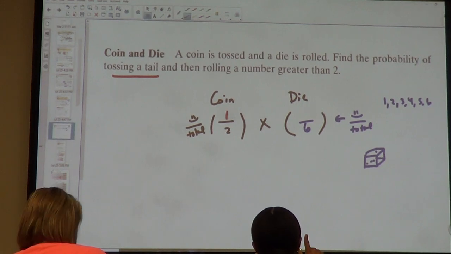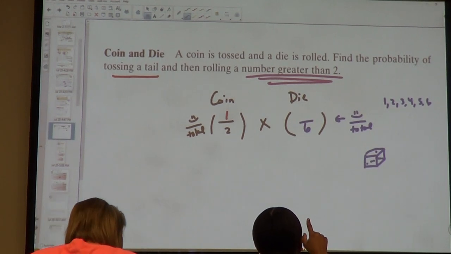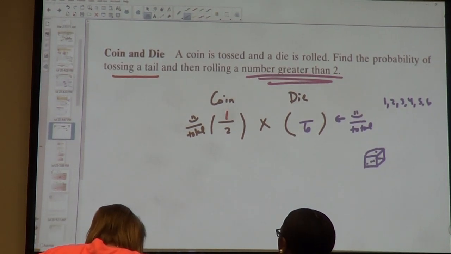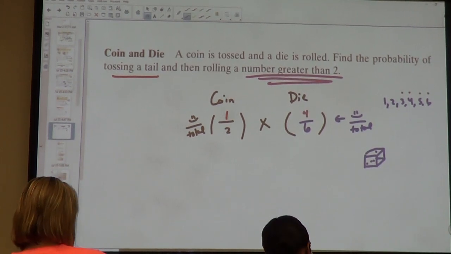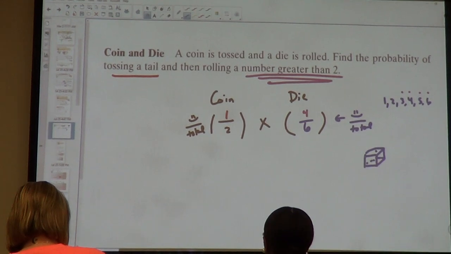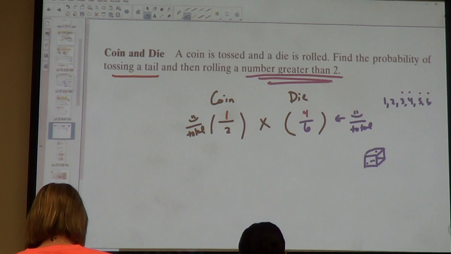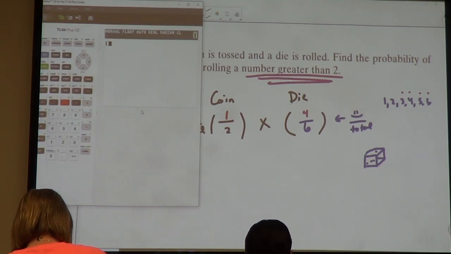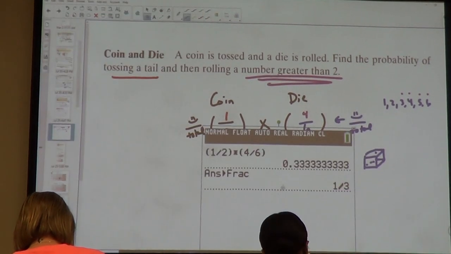Now, how many of those sides make me happy? A number greater than 2. So 3, 4, 5, 6. 4 sides make me happy. This time we didn't have to worry about replacing or not because they're independent. They have nothing to do with each other. So I go to my calculator and I do 1/2 times 4/6. There's the probability.